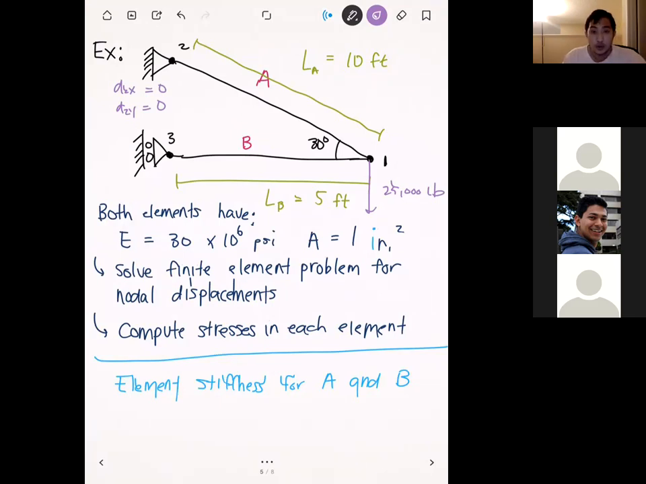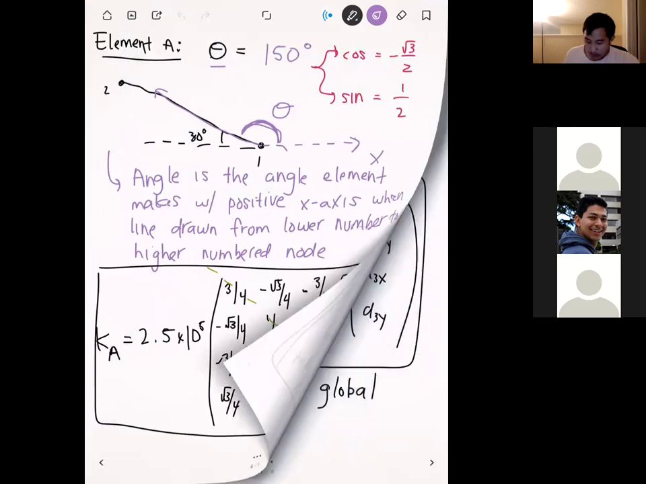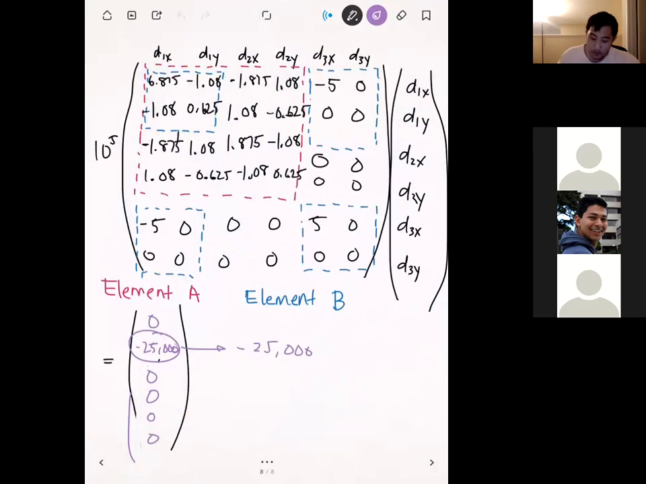Meanwhile, node number 3 here has a roller support. Since the roller here is vertical, this means that only d3x is going to be equal to 0. And so in total, we're going to knock out 3 rows in our stiffness matrix. We're going to knock out the row for d2x, the row for d2y, and the row for d3x as well.